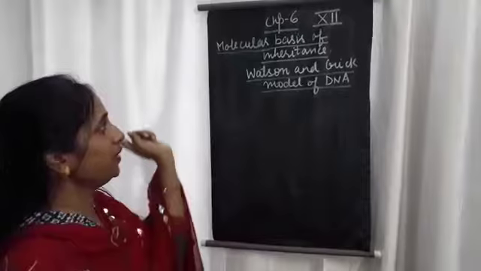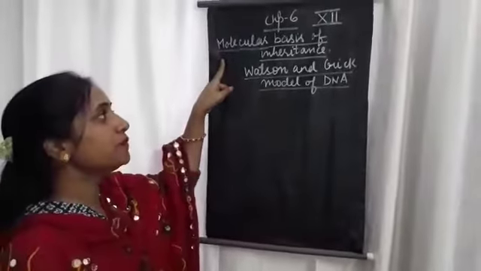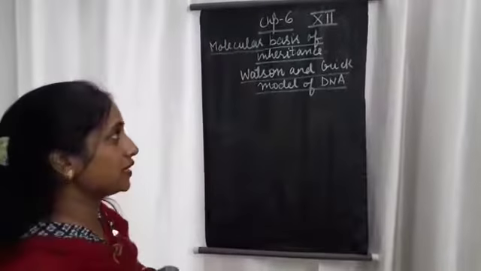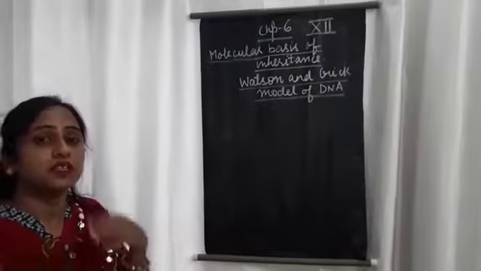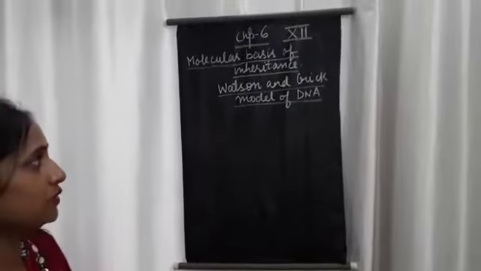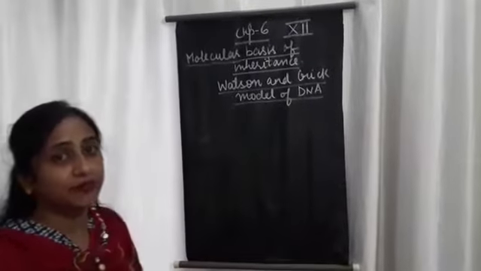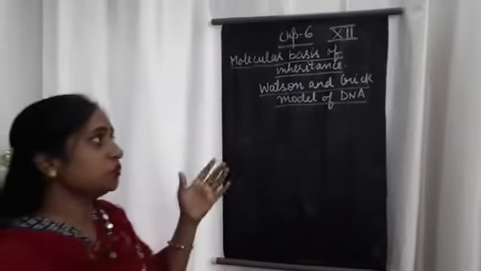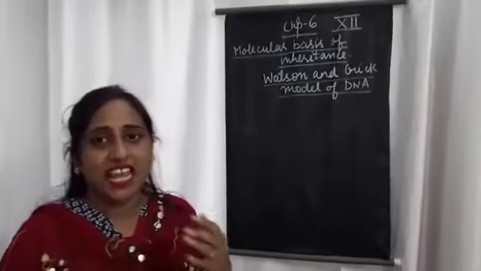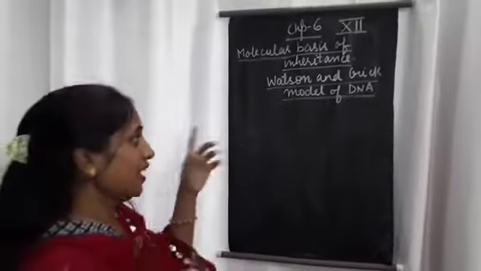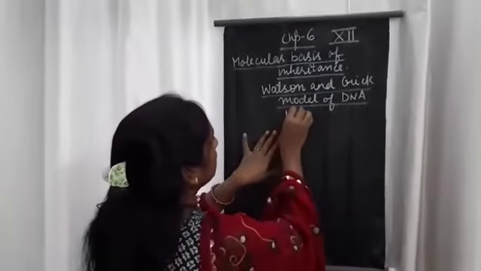Today we will be continuing with chapter number 6, Molecular Basis of Inheritance from class 12. Now, in yesterday's lecture, we have seen about the DNA molecule. Now we will be learning about the model of DNA. The model of DNA, also known as the double helix model, was given by James Watson and Francis Crick in the year 1953.